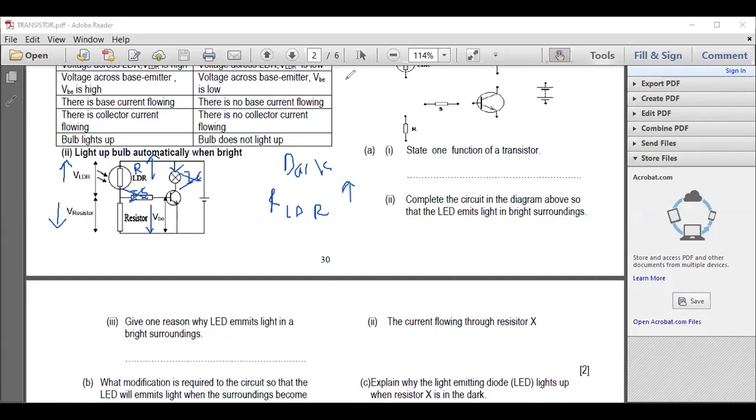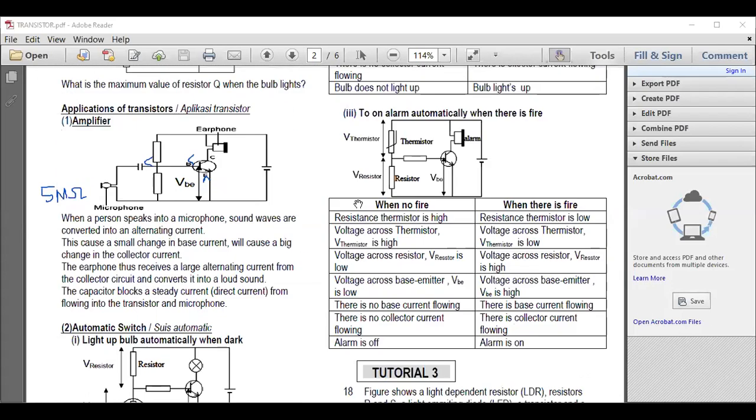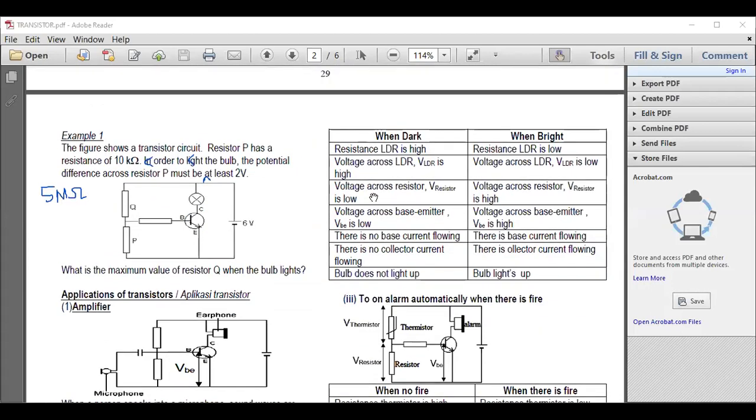Now, another way of looking at it is to look at the current. We know that when dark, the resistance of the LDR is very high, let's say 5 mega ohm. Let's say the current coming here cannot flow. There won't be any current flowing because the resistance is very, very high, 5 mega ohm. So that means there's no base current and no collector current. So the bulb will not light up when it's dark. This is how we explain it.